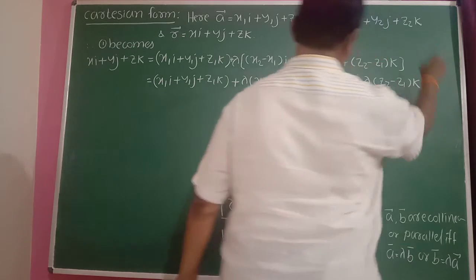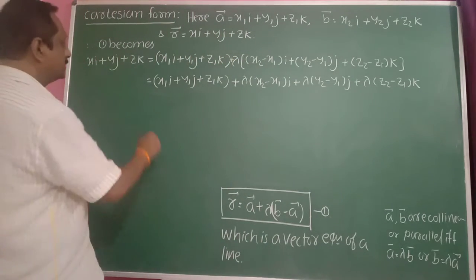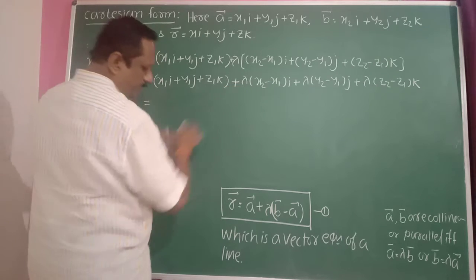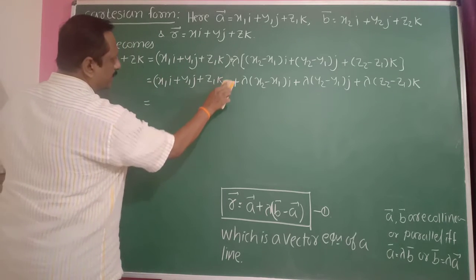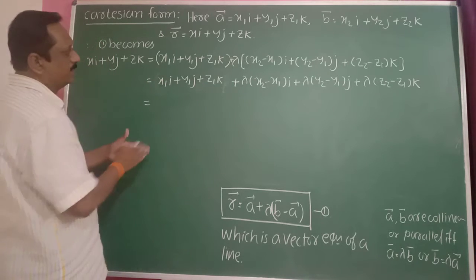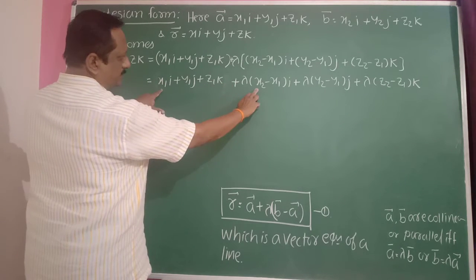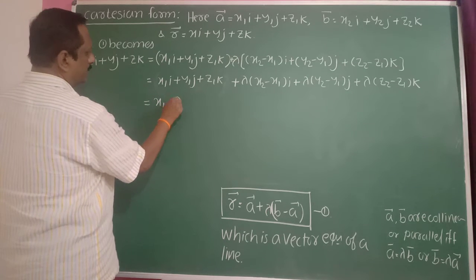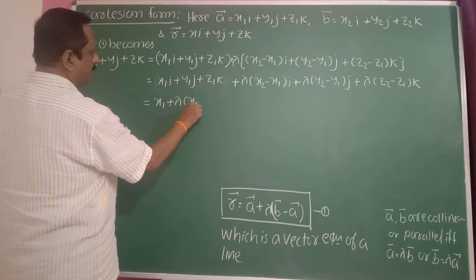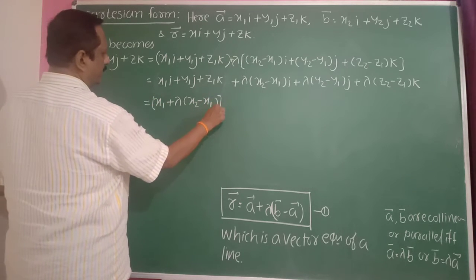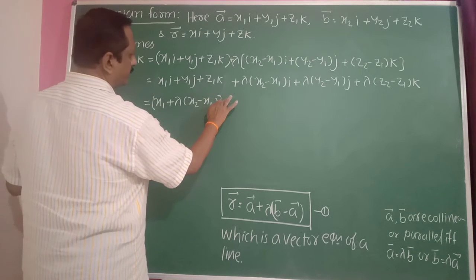lambda into bracket z2 minus z1 k. Then this is equal to, from these two terms, i is common. You can remove this bracket, it is not necessary here. So take from these two terms i as a common factor: x1 plus lambda into bracket x2 minus x1, into i.